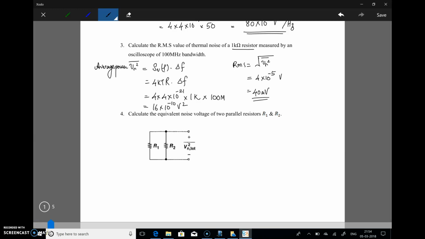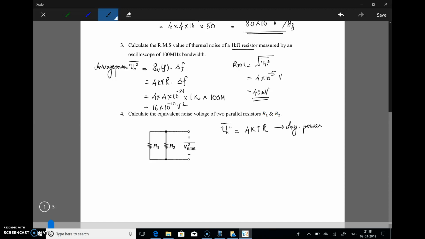Now this fourth question, calculate the equivalent noise voltage of two parallel resistors R1 and R2. Equivalent noise voltage, it is Vn square bar. So equivalent noise voltage we can express in terms of power only. So Vn square bar is equal to In square bar into R square. You can write Vn square bar as 4 kT into R. This is what we know about the average power.